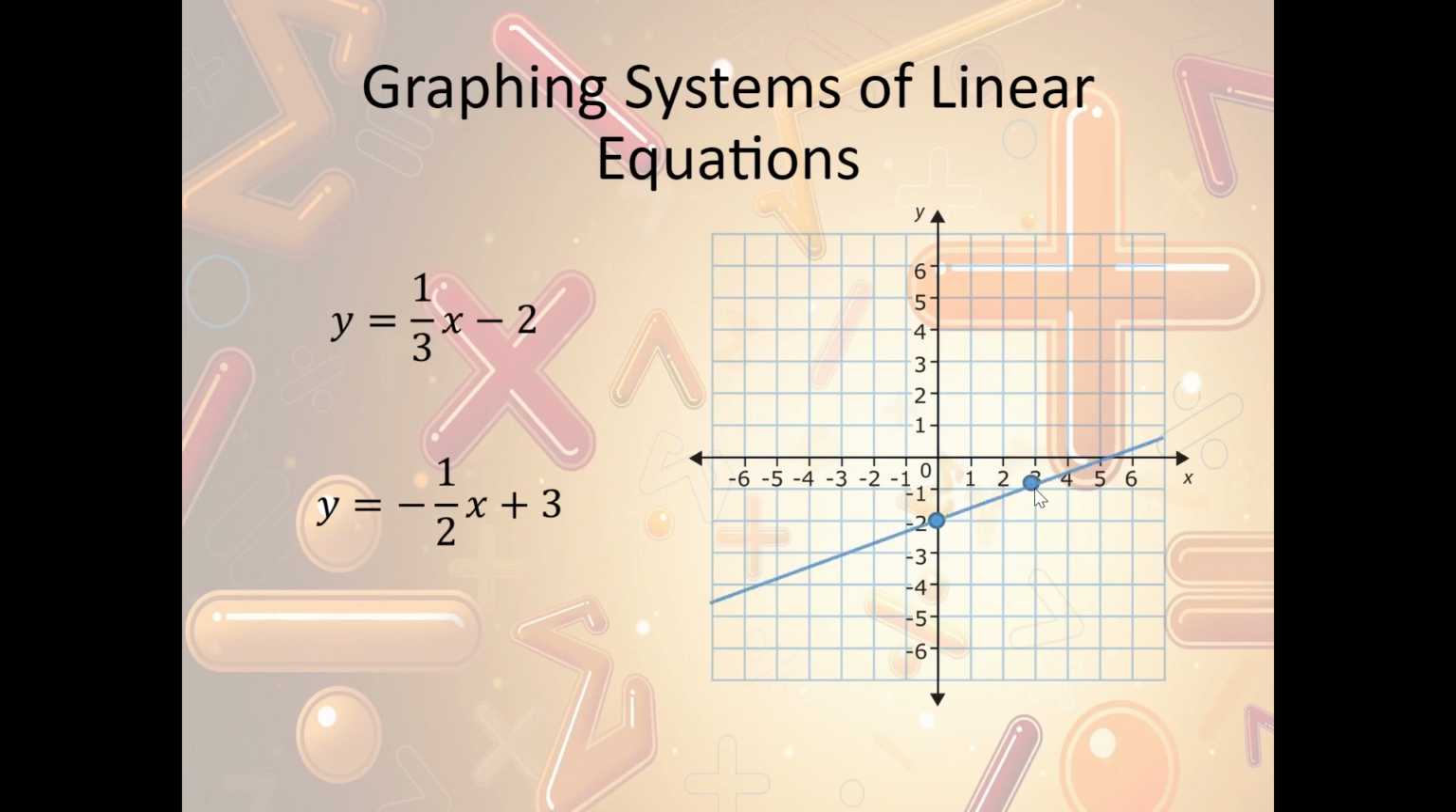So just like we did earlier, that's the same thing we're going to do now. Now, we're just going to plot the second line on the same graph. So my y-intercept for this one is 3. So I'm going to go up 3 and plot my point. And my slope is negative 1/2. So I'm going to go down 1 to the right 2, connect the dots. And notice now I have a point where they intersect, which is right there. That is considered the solution to the system of equations.